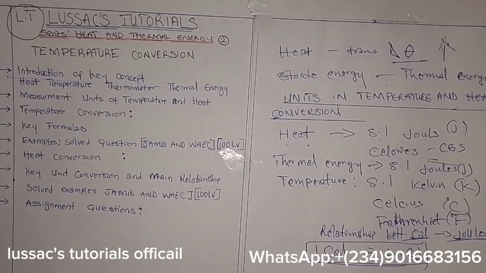A brief summary. Heat is energy that moves from hot to cold. Temperature is the degree of hotness or coldness. A thermometer is an instrument, and thermal energy is stored energy. Heat is energy in transit. So follow me.